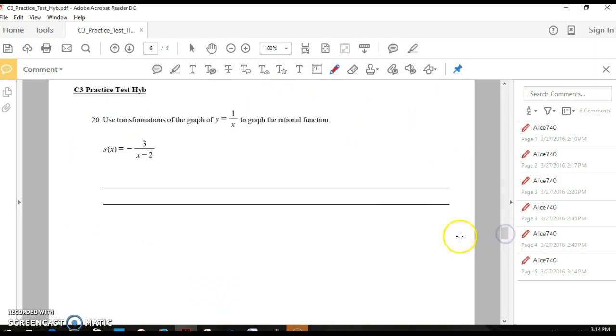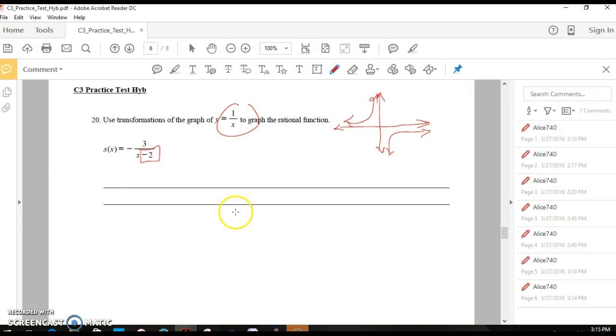Last question, we'll just make it. Use transformations to talk about this graph. Well, 1 over x looks like this, where I have asymptotes at y equals 0 and x equals 0. The negative is going to flip this guy upside down. And this is going to drag it 2 spots to the right.